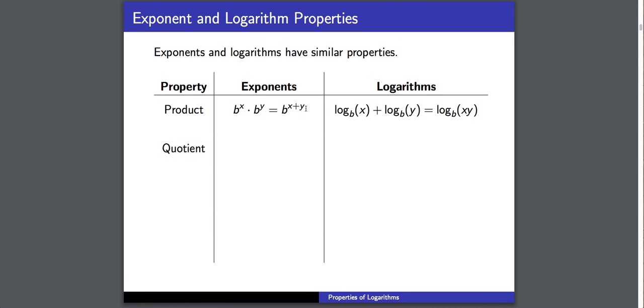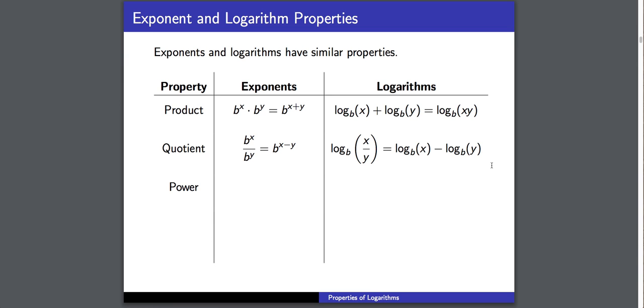Our quotient property, on the other hand, says if we have two exponential expressions that we're dividing, such as b to the x over b to the y, that's going to equal b to the x minus y. So if we're dividing like bases, we subtract our exponents. With logarithms, log base b of x over y equals log base b of x minus log base b of y. So as we can see, the logarithm of a quotient is the difference of the logarithms, the logarithm of the numerator minus the logarithm of the denominator.